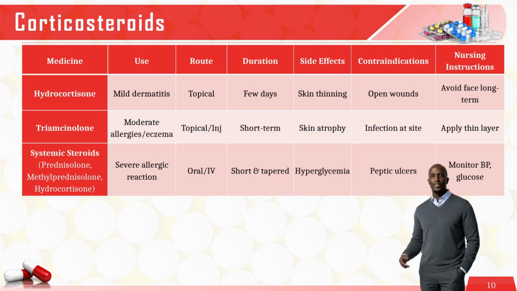For moderate to severe allergic skin problems, corticosteroids are extremely effective. Hydrocortisone is used for mild dermatitis, but prolonged use causes skin thinning. Avoid long-term use on the face. Triamcinolone is stronger. It treats eczema and moderate allergies. Systemic steroids like prednisolone or hydrocortisone are used for severe allergic reactions. Watch for hyperglycemia, hypertension, peptic ulcers, and monitor blood pressure and blood glucose carefully.